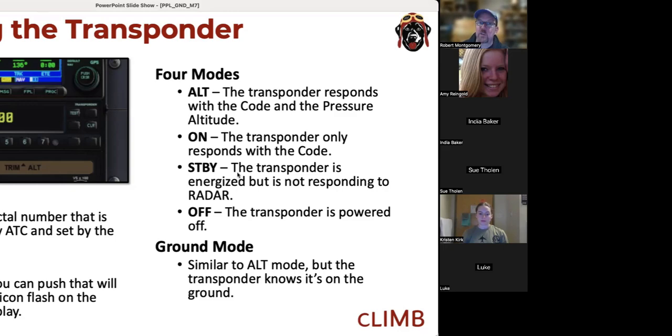There's the standby mode, which is my transponder is turned on, but I'm not replying to any signals. We can then go to the on mode. On is effectively that mode A. And so all we're doing is we're responding with the code, but we're not responding with the pressure altitude. And if you have a mode S transponder, it'll respond with all the mode S stuff, but it won't respond with the pressure altitude. The reason we do that is if for whatever reason that altitude encoding gets goofy, they may just ask you to stop squawking altitude.